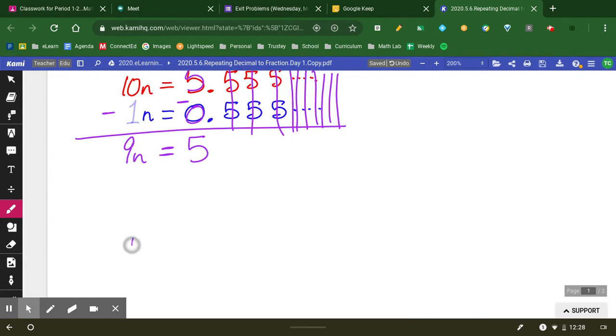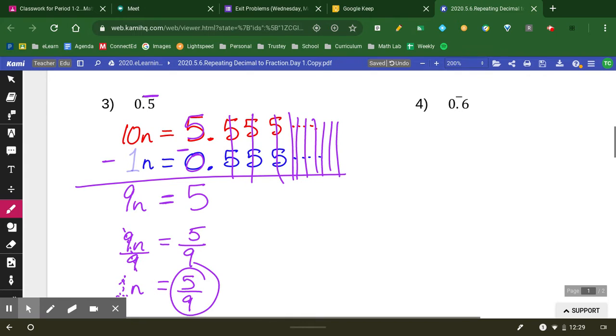Our goal is to find what n equals, not what 9 n's are equal to. So let's go ahead and divide both sides into 9 parts. That will leave us with a single n, which is exactly what we wanted on the left side. And 5 split up into ninths is 5 ninths. That tells us that while n is equal to 0.5 repeated, it's also equivalent to 5 over 9.